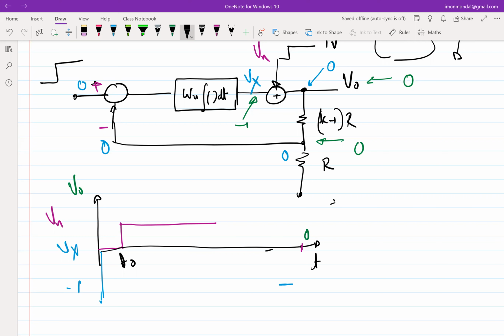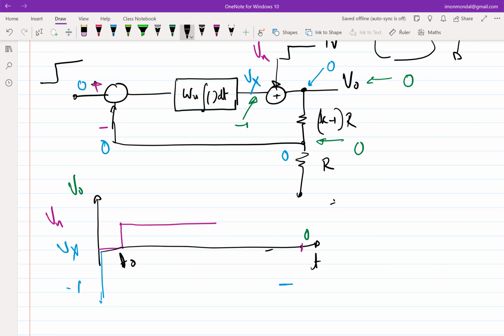Do you agree? Yes, sir. Okay. So why do you agree? Another way of saying the same thing is that, as you pointed out, the integrator can give a sudden jump at the output only when you have infinite input, right? Only if you have an impulse kind of input can your integrator give a sudden finite jump.